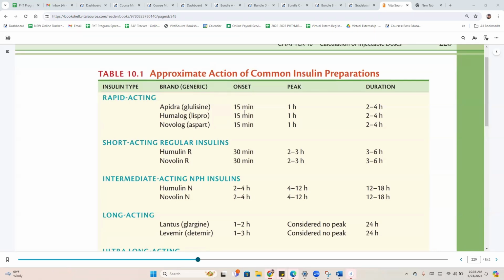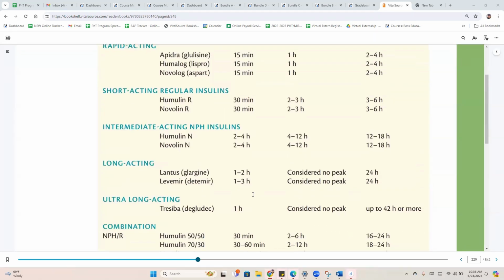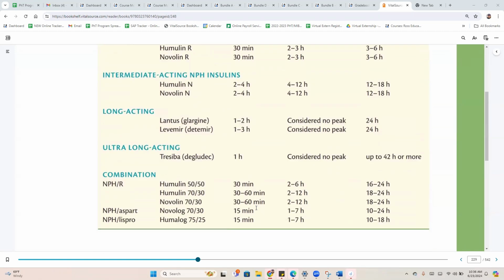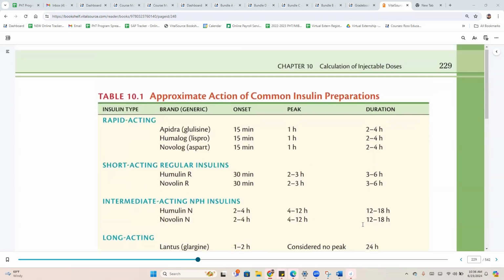So for the rapid acting, 15 minutes later. For the short acting, 30 minutes later. For intermediate acting, 2 to 4 hours later. For long acting, 1 to 2 for Lantus and 1 to 3 for Levemir. For the ultra long acting, 1 hour. And then for the combinations, we have 30 minutes for NPH-R Humulin 50/50, 30 to 60 for Humulin 70/30, 30 to 60 for Novolin 70/30, and then Novolog 70/30 and Humalog 75/25 are at 15 minutes.